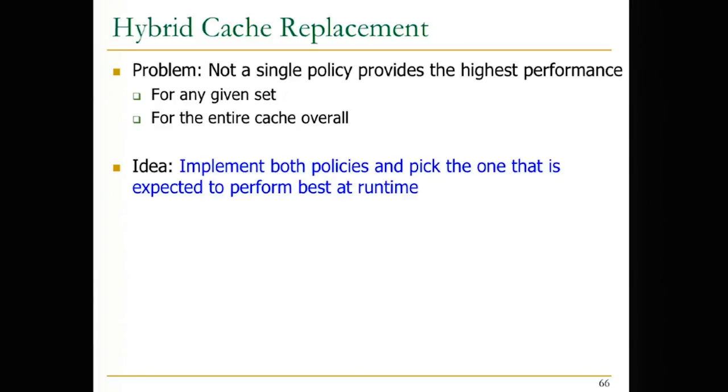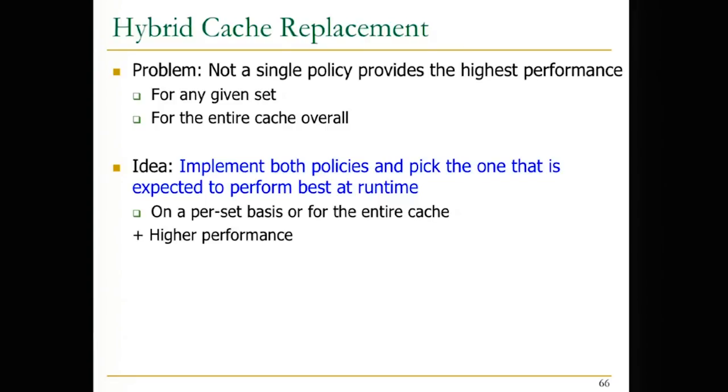The idea, assuming you have two policies, is to implement both policies and pick the one that's expected to perform best at runtime. Again, you can do this on a per set basis, or you can do this for the entire cache. If you do this on a per set basis, your cost is higher, of course, right? Now you need to keep track of which policy is doing better on a per set basis. And, of course, it does not have to be just two. It can be many, many policies, and among many policies, you can choose. Of course, your hardware cost increases as the number of policies increases. So the upside of this is higher performance. The downside of this is higher cost and complexity, and you need a selection mechanism.